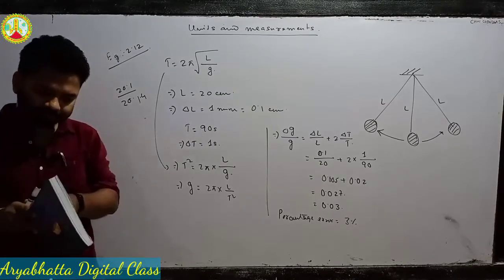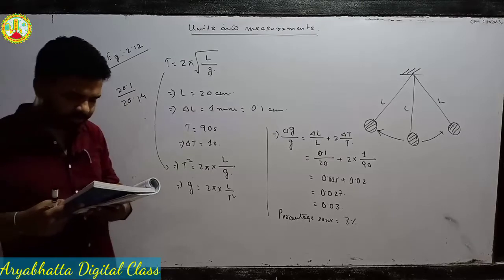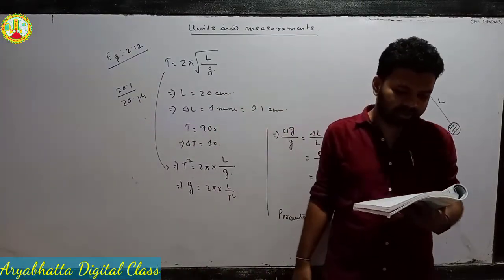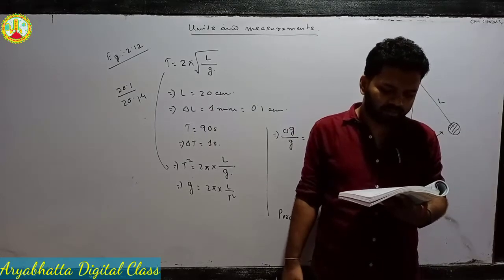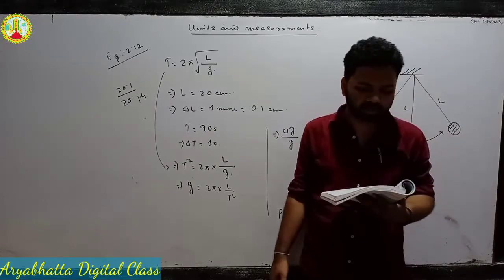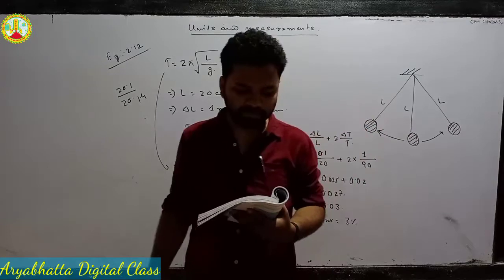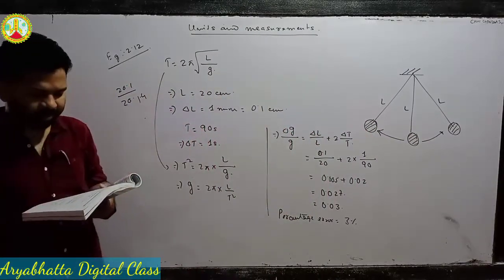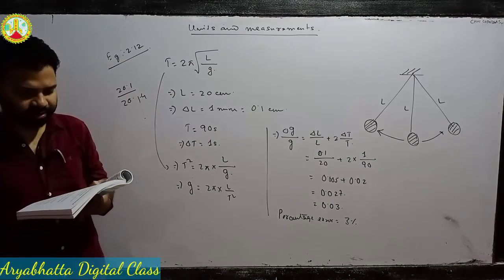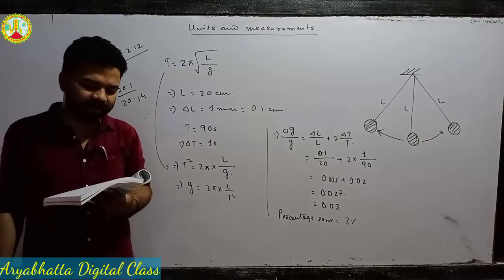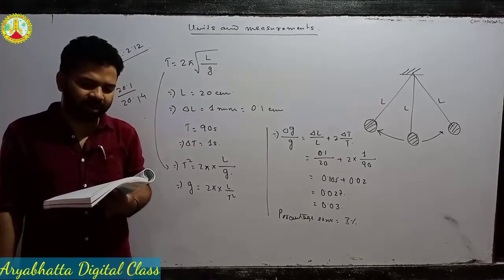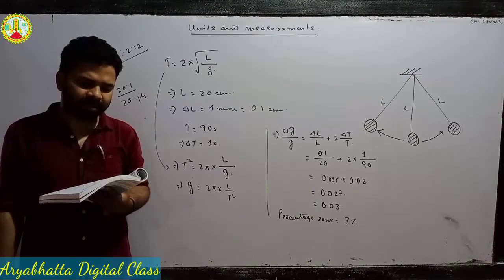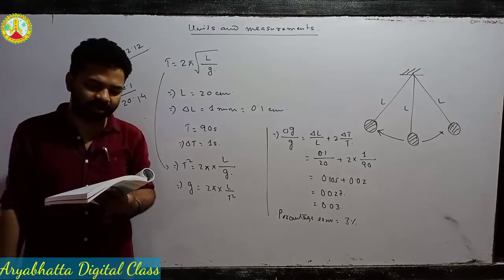Okay, in the exercise, look at question number 2.3. Okay, you do question number 2.1. Question number 2.1 you can solve yourself. These things we will not do in our class. Fill in the blanks by suitable conversion of unit: 1 kg meter square per second square equals how many gram centimeter square per second square.